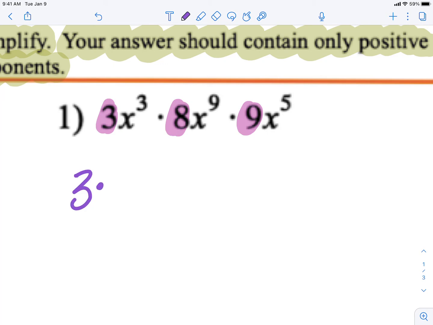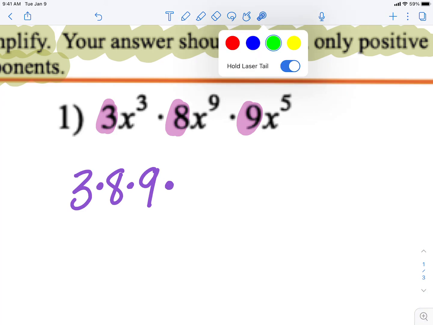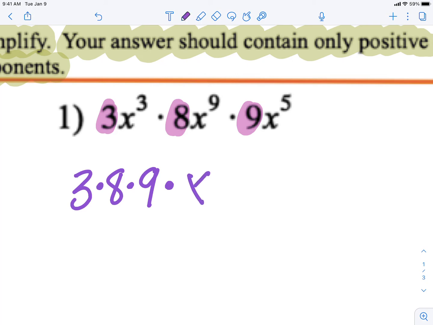3 times 8 times 9, okay? And then I'm going to say times, well, what do I notice here? x, x, x. Those are all the same base. So I could write them all as just x. And what do I do with the exponents? 3, 9, and 5. I add them, right? 3 plus 9 plus 5.